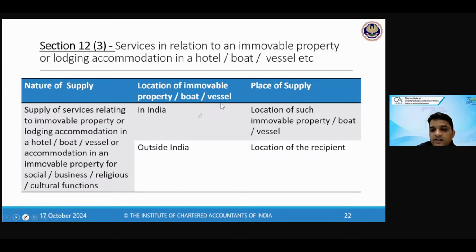Outside India, both parties, then if what is outside India? Shruti, your question is not clear.